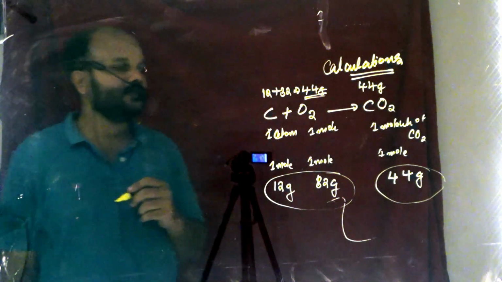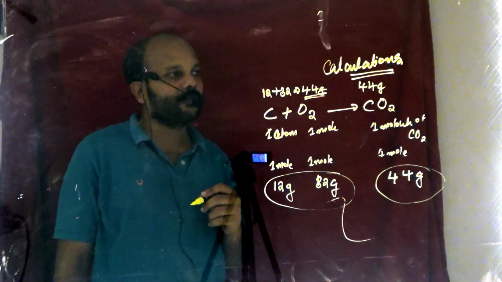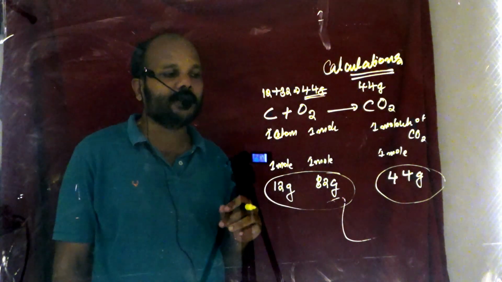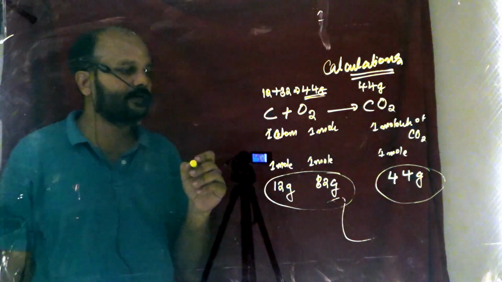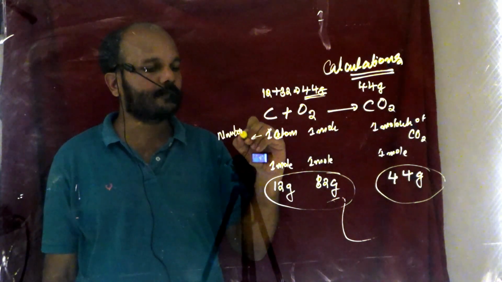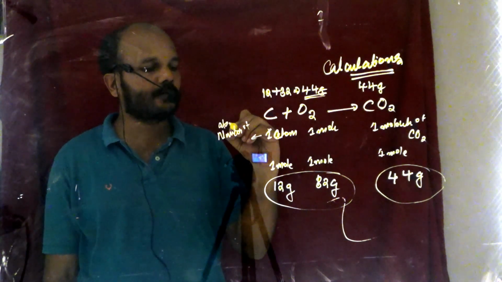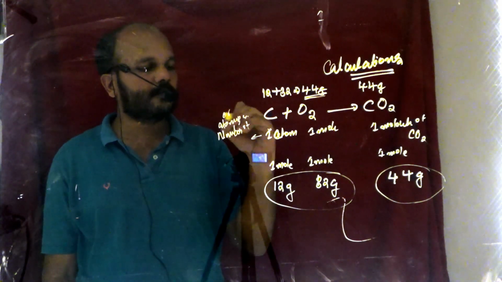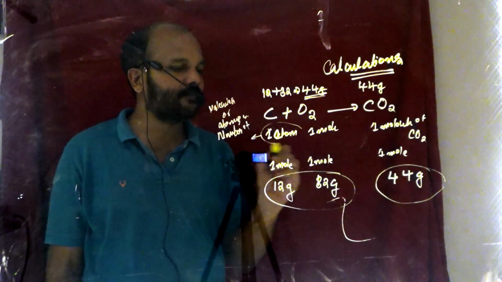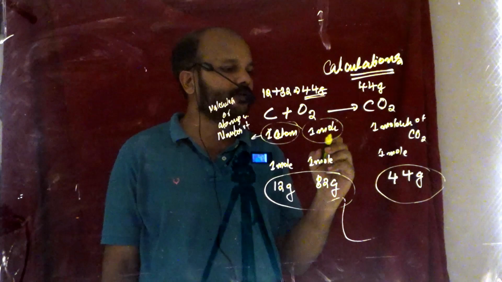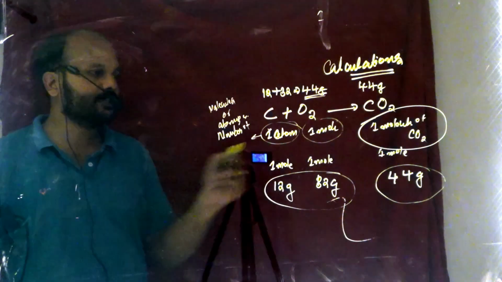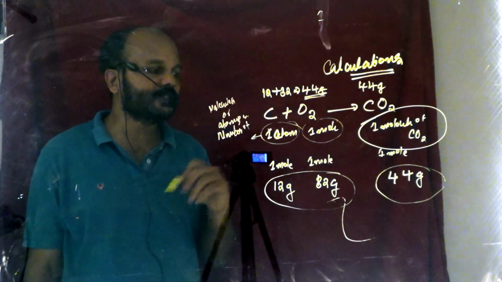Now, these are some of the very important relations. If you are counting in terms of the number of atoms or molecules, one atom of carbon reacts with one molecule of oxygen, and it is supposed to form one molecule of carbon dioxide. So this is the ratio.